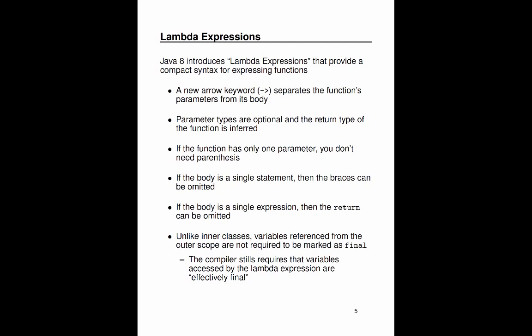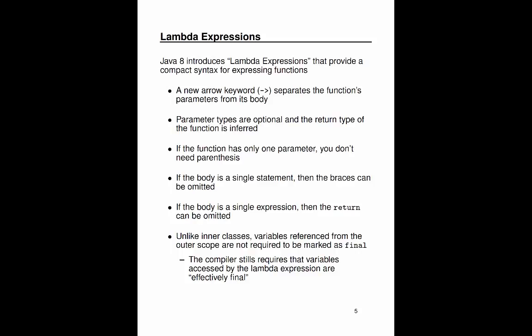Java 8 introduces a new language syntax called lambda expressions. And what they do is they provide a compact syntax for expressing functions. Lambda expressions use a new keyword, the arrow keyword, which is a dash followed by a greater than sign, that separates the function's parameters from its body. Right? A function takes some input and then it returns some value as determined by the body of the function.